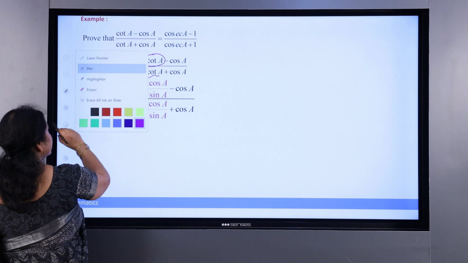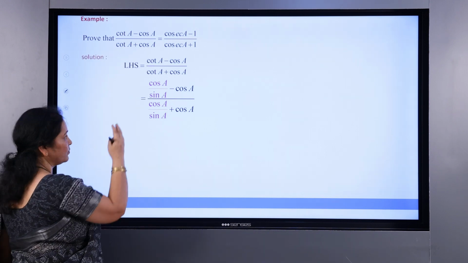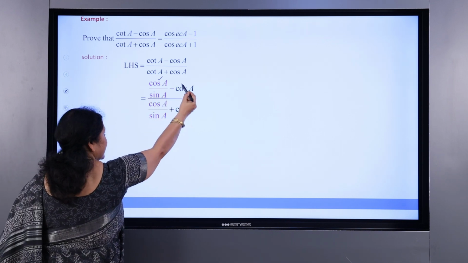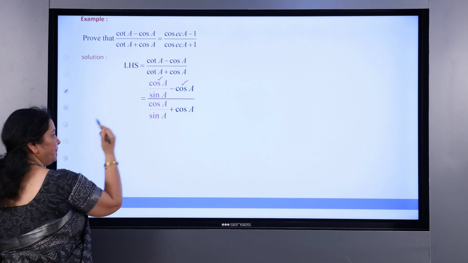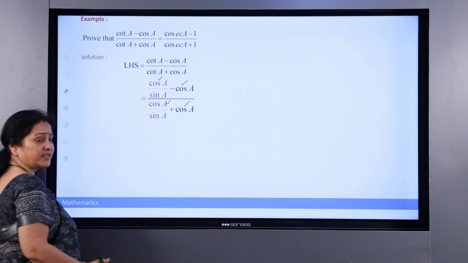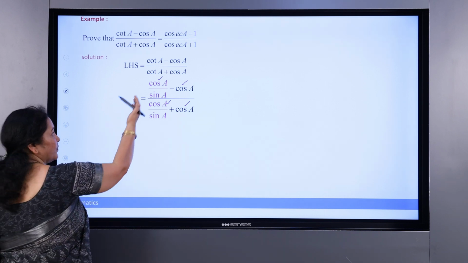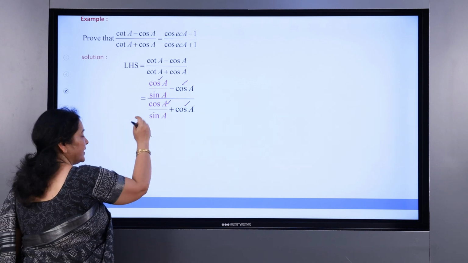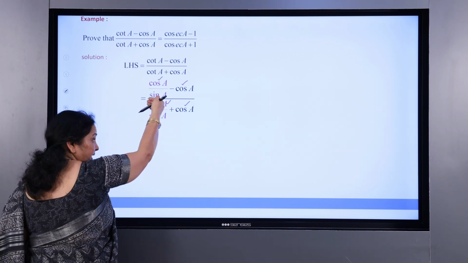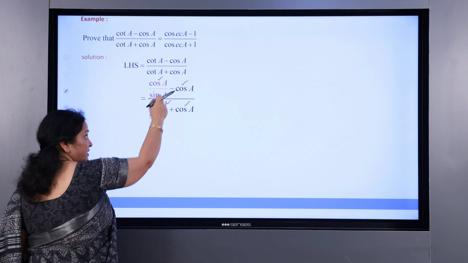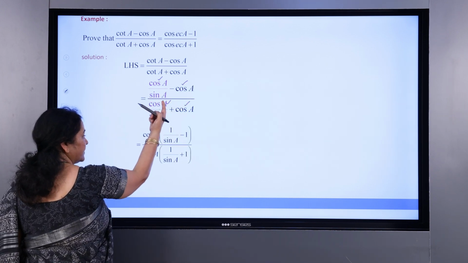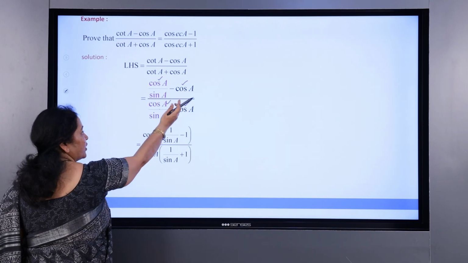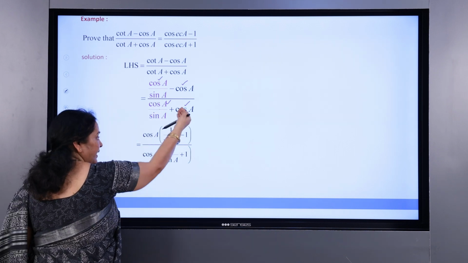Now what else can we do from this? Two ways. One, you can go with the LCM and then take out common, or observe here in the numerator, I have a cos A common, I take that out, and the same goes with the denominator too. Cos A is common, I take that common, right? So when I take out cos A, it does not mean there's nothing, you should write it as 1 there. So cos A into 1 by sin A minus 1. So same goes here. So cos A outside, 1 upon sin A minus 1, by cos A outside, 1 upon sin A plus 1.